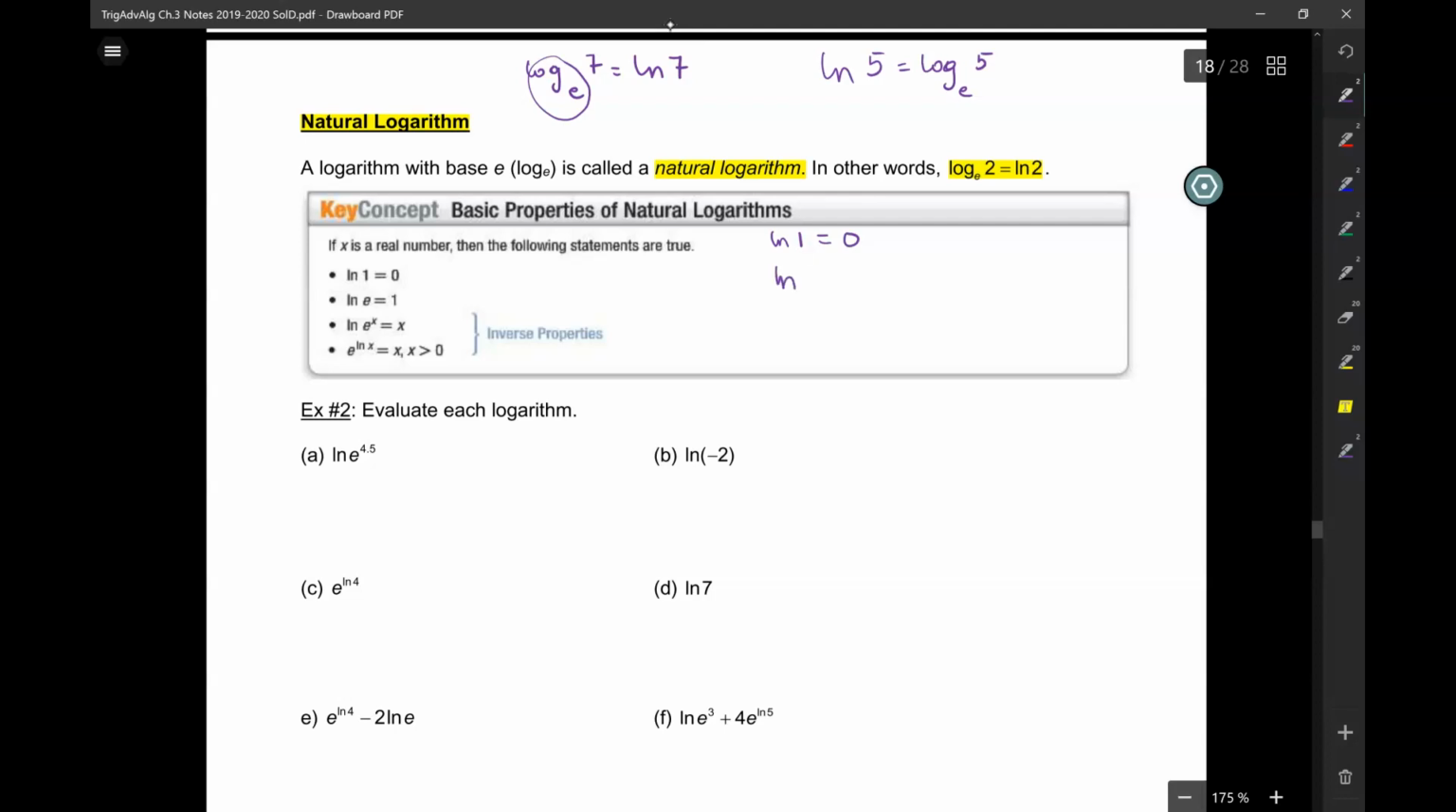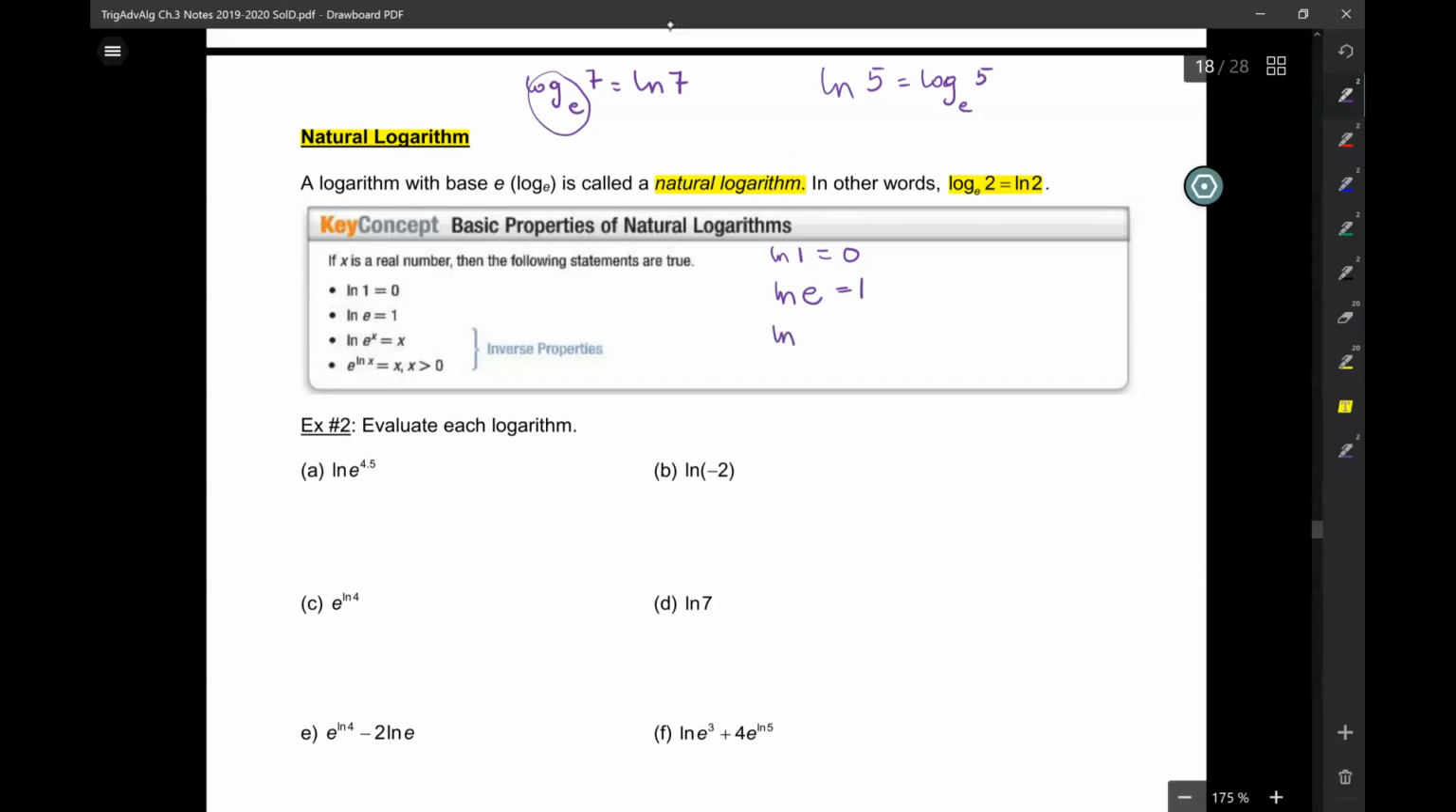Now, what if I have ln e? What's the base here? E. So now I'm looking for the exponent of e so I can get e. What should be the exponent? 1. That's why ln of e is 1. Now, ln of e to the x, what's the base here? E. So what should be the exponent so it looks like e to the x? Well, that's just x.